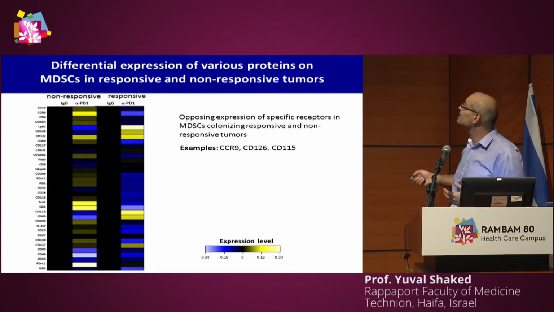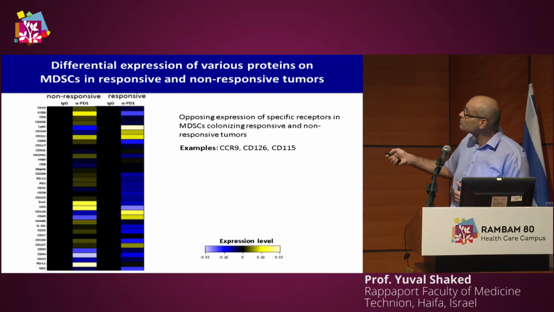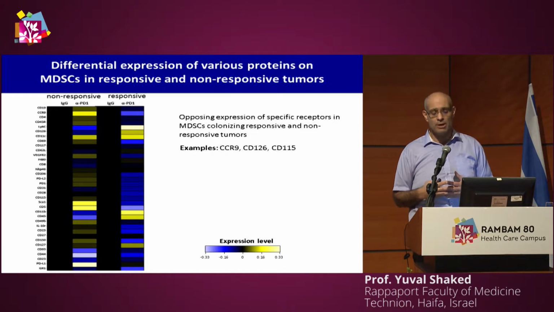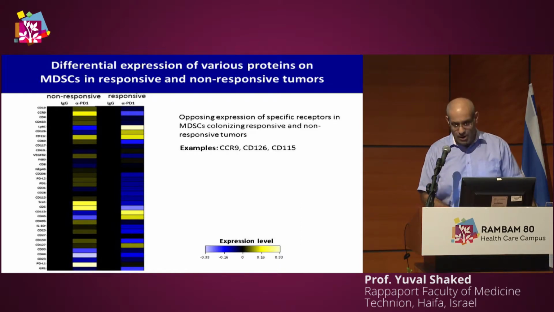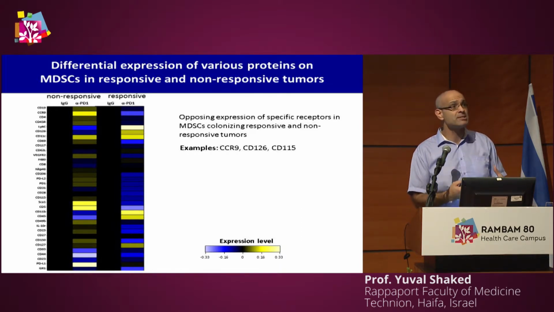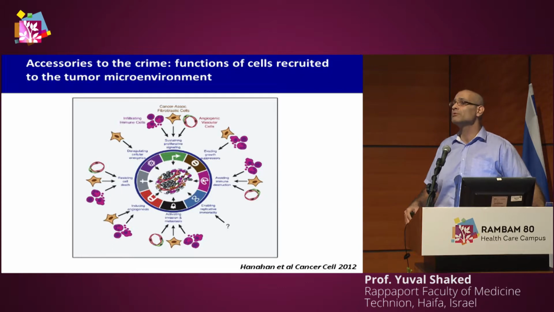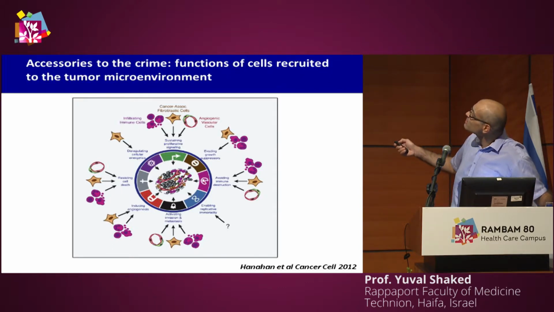They're opposing expression of specific factors of these myeloid-derived suppressor cells colonizing responsive and non-responsive tumors. And as you can see, there are some examples where CCR9 is highly expressed in non-responsive, but not expressed at all in responsive tumors, and so on and so forth. So what does it tell us about immunotherapy in general and about cells that actually change during the treatment? Doug Hanahan a few years ago wrote about this and says, accessories to the crime.